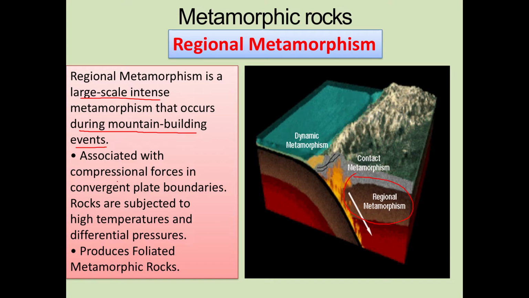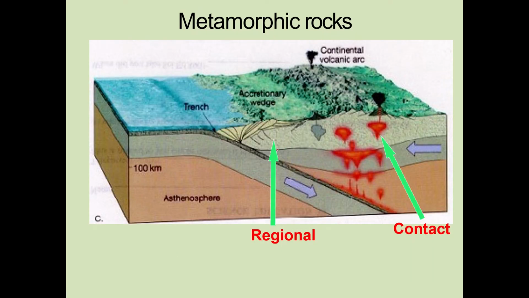It is associated with compressional forces in convergent plate boundaries, and rocks are subjected to high temperature and differential pressure. It produces foliated metamorphic rocks. Over here we can see regional metamorphism, whereas contact metamorphism is near the magma plumes. Over here we can see that dynamic metamorphism also can take place because of the pressure of the plate boundaries.